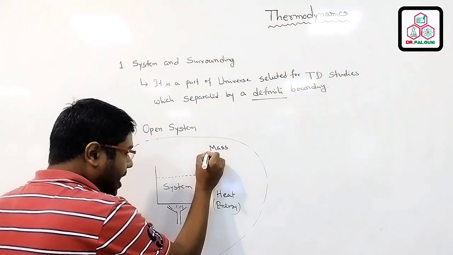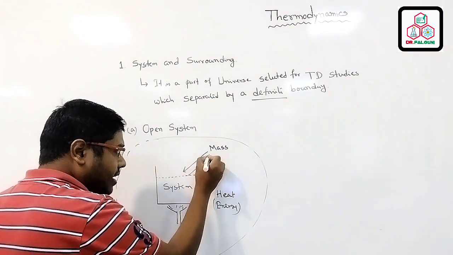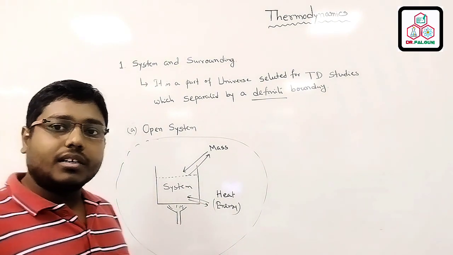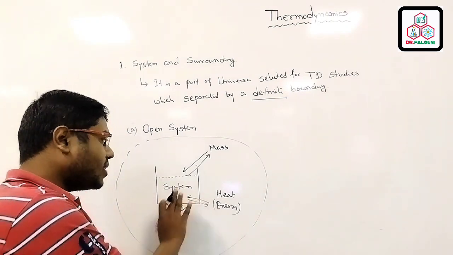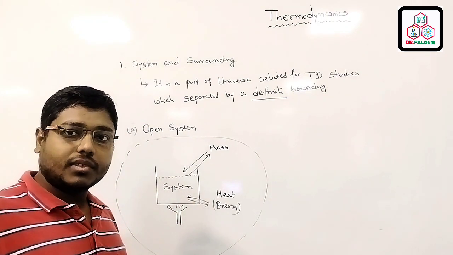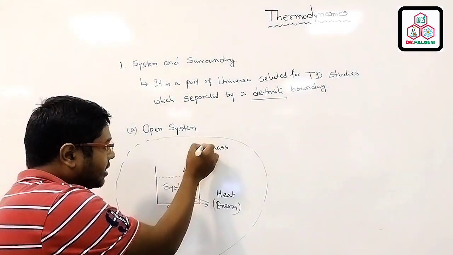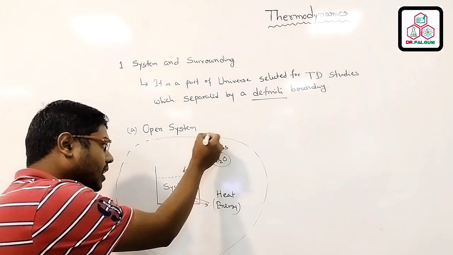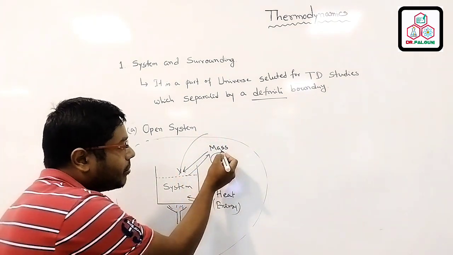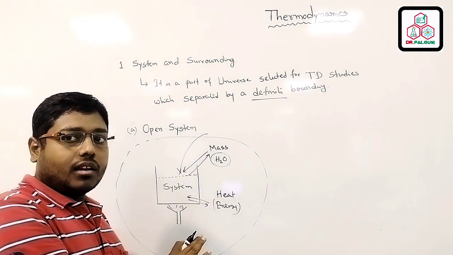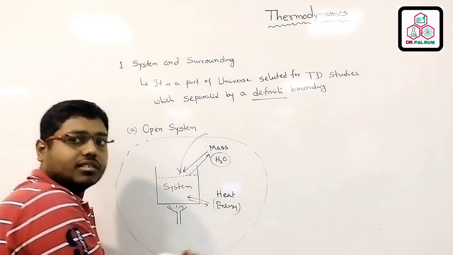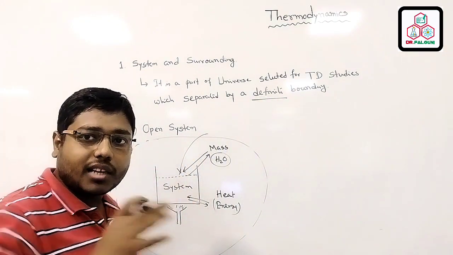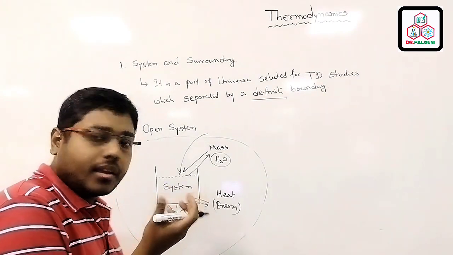That means mass and energy can be transferred from surrounding as well as system. That means you can add water to the system. You can add water in the system. That means mass can be transferred from the surrounding. This is surroundings and this is the system. System has a definite boundary. That means beaker. Beaker is a boundary.